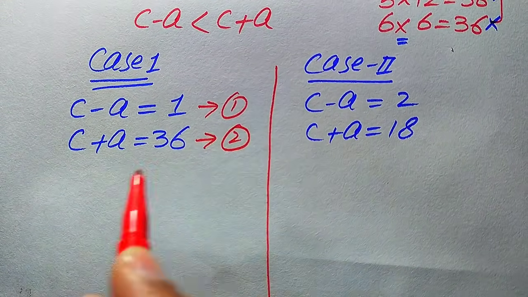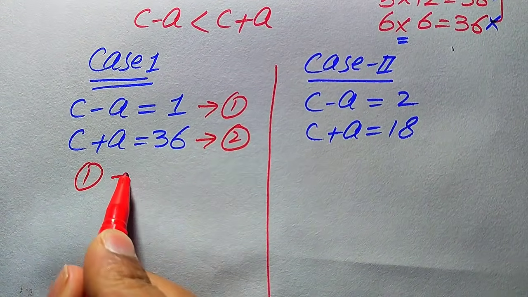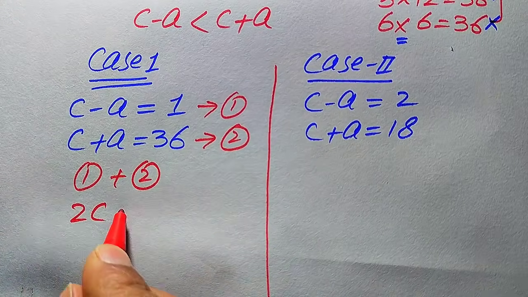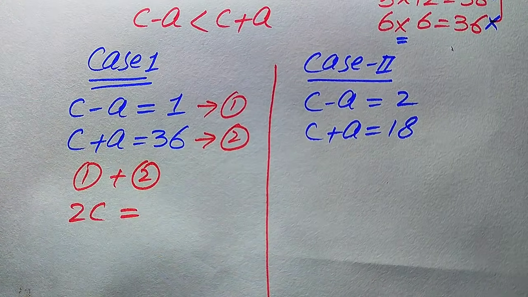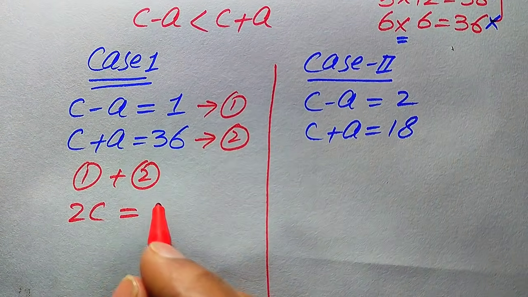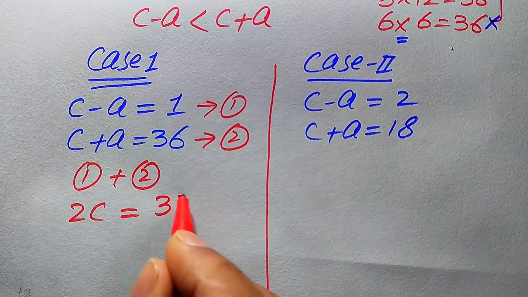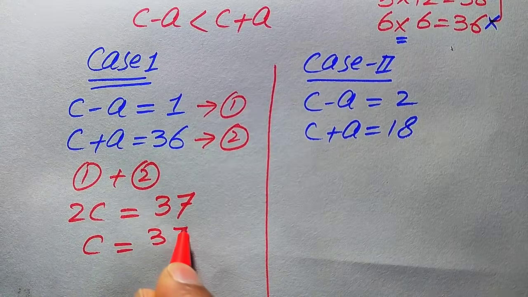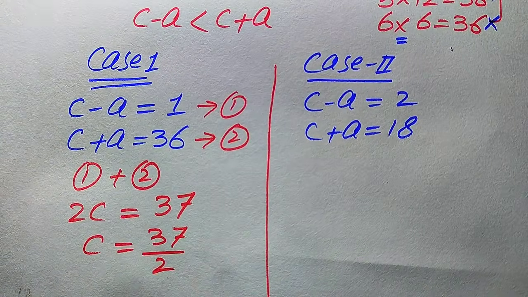and this is equation number 2. So first we add equation number 1 and equation number 2. So this is c plus c becomes 2c, and this minus a and plus a are cancelled out by each other, and we get 1 plus 36 becomes 37. So here we move this 2 to the right hand side, and it becomes 37 divided by 2.